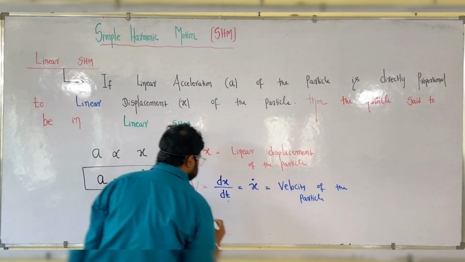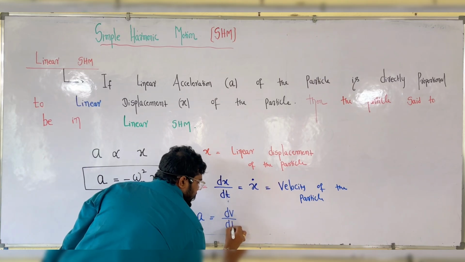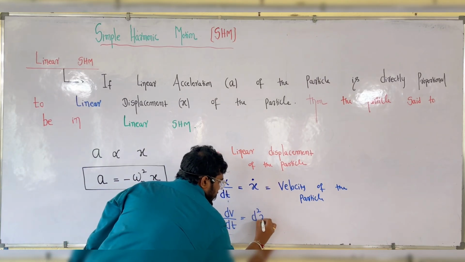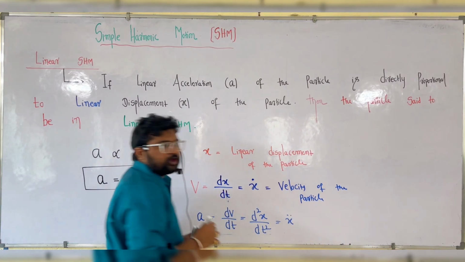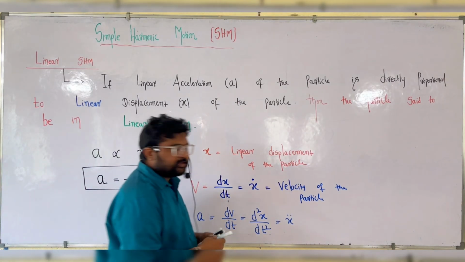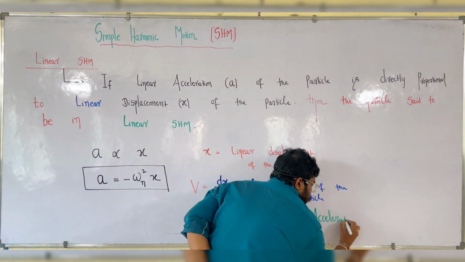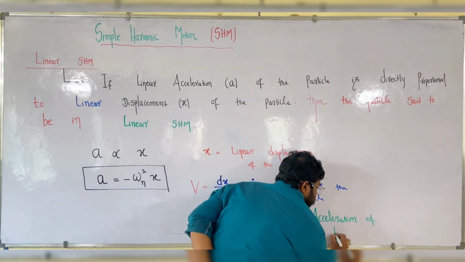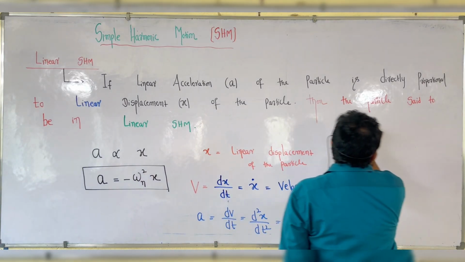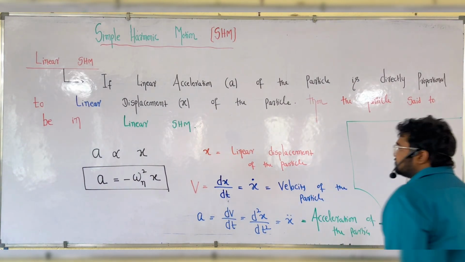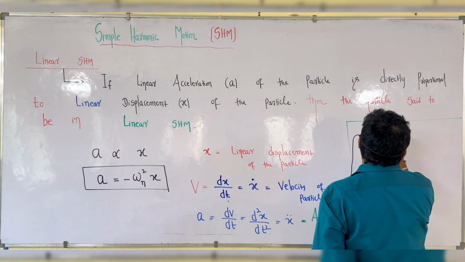What is the acceleration of the particle? Rate of change of velocity, the double derivative of the displacement, that is x double dot. X double dot is the acceleration of the particle.